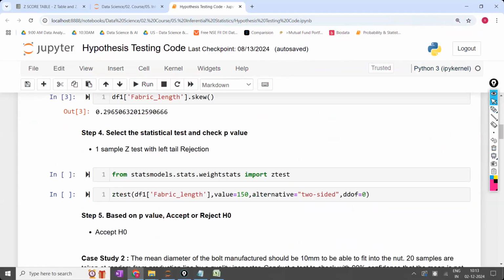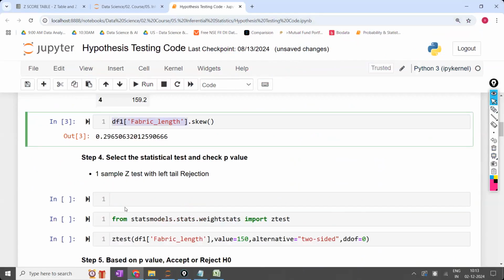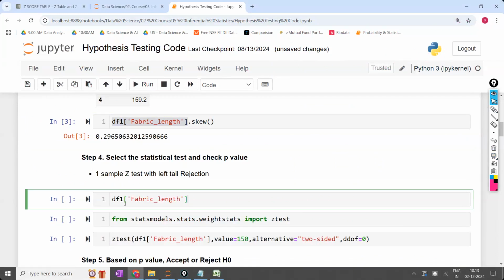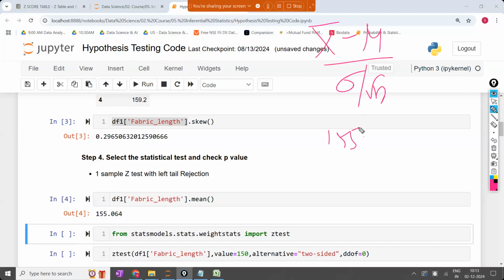So data was given means we have to calculate from the data only. I'm calculating from the column that was given to me. For that particular column, I'm applying dot mean. What is the value? 155.06. The x bar value is 155.06. What is the mu value? x bar minus mu divided by sigma by square root of n. x bar is 155.06. What is mu? 150, because that is the hypothesis test we are working on.